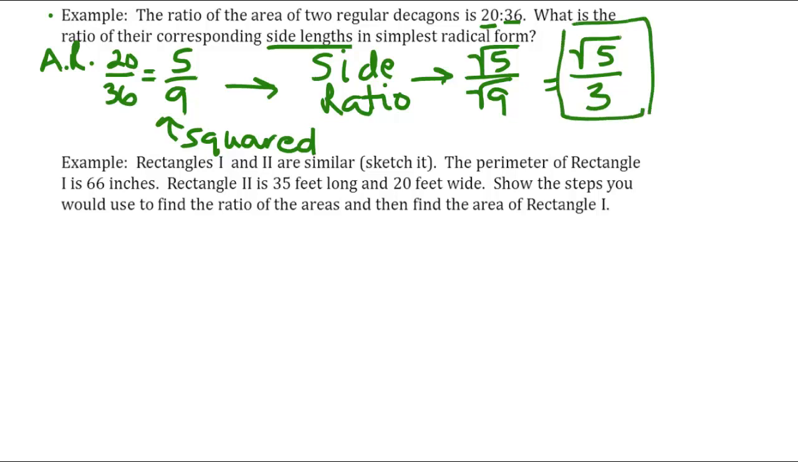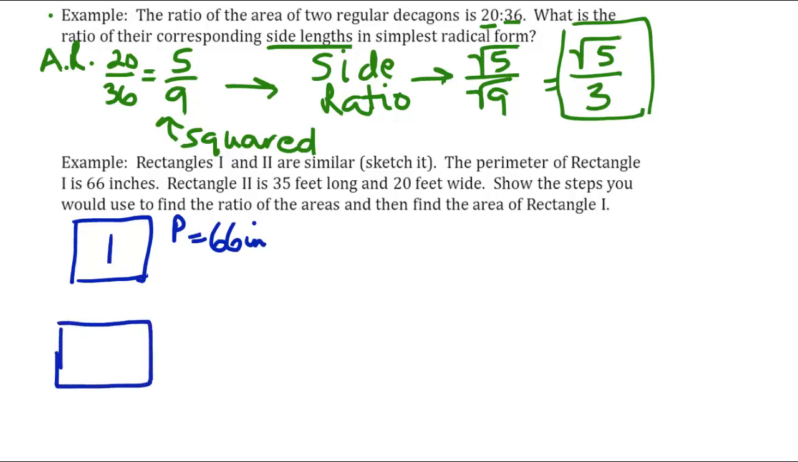Okay? Second example here: rectangles 1 and 2 are similar. The perimeter of rectangle 1 is 66 inches. Rectangle 2 is 35 feet long and 20 feet wide. And we're going to show the steps we'd use to find the ratio of the areas. So let's see what kind of ratio we can set up to begin with.